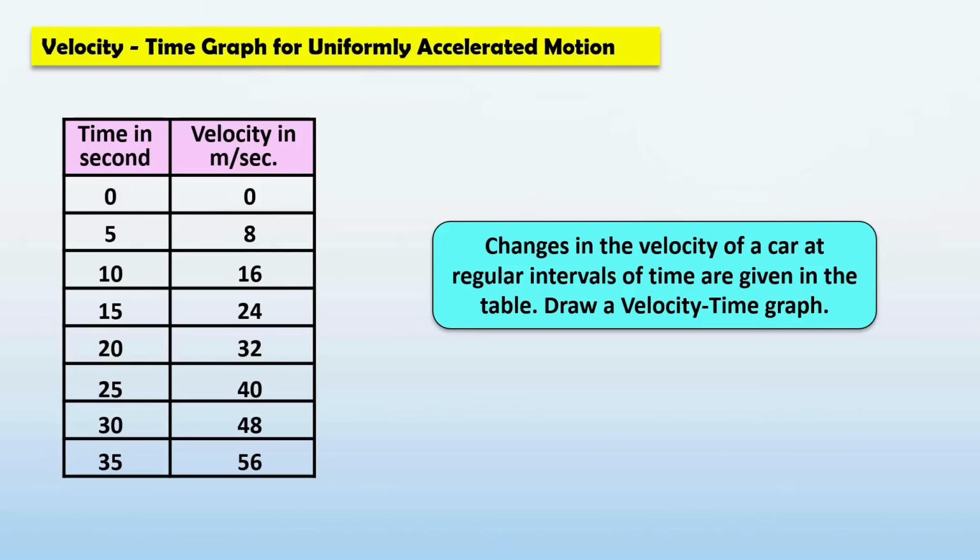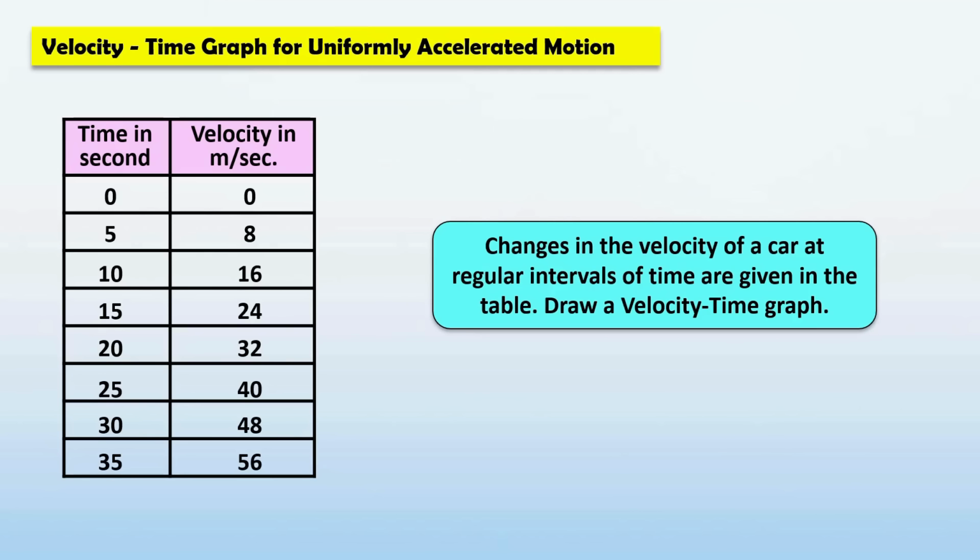At 20 seconds, the velocity becomes 32 meters per second. At 25 seconds, the velocity becomes 40 meters per second. At 30 seconds, the velocity becomes 48 meters per second. At 35 seconds, the velocity becomes 56 meters per second.